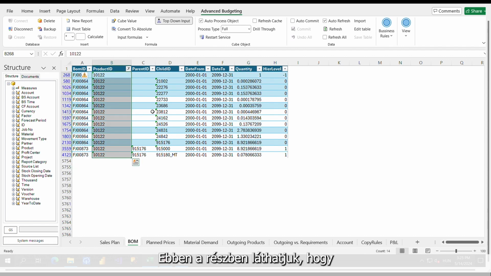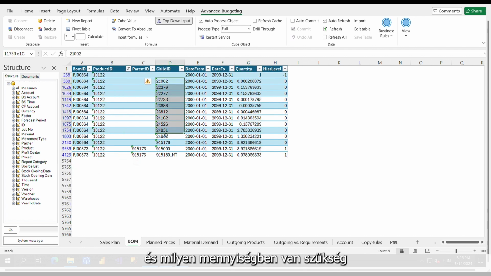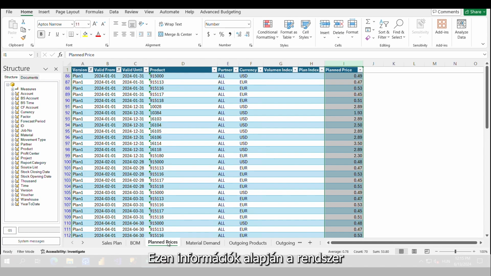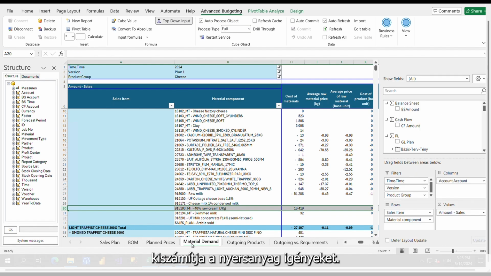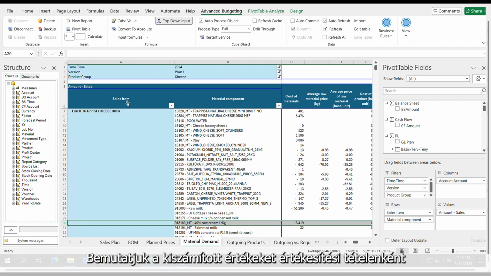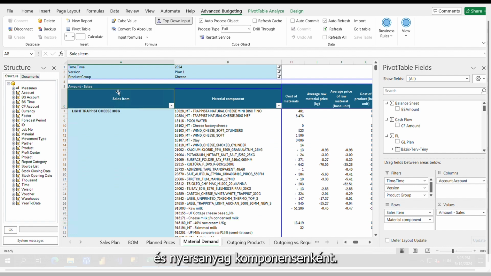In this section, we can see what raw materials and in what quantities are needed for the given sales product. Based on this information, the system, also considering procurement prices, calculates the raw material requirements. We present the calculated values per sales item and raw material component.